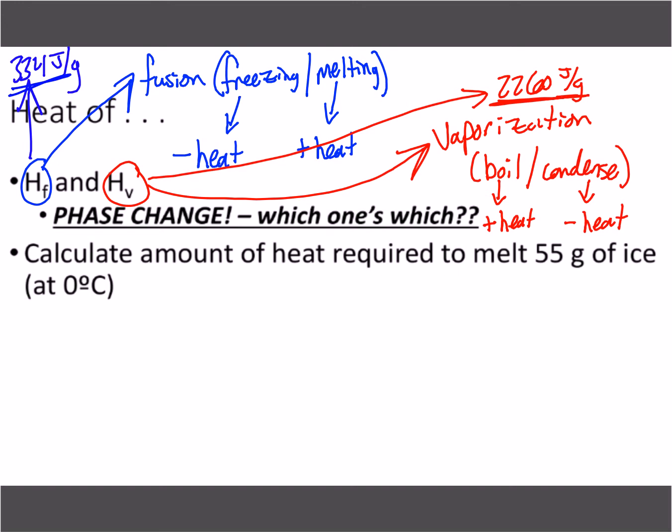Okay? Let's take a look at an example here. It says, calculate the amount of heat required to melt 55 grams of ice at 0 degrees Celsius. Let's write things down. What are we looking for in this problem? What variable?